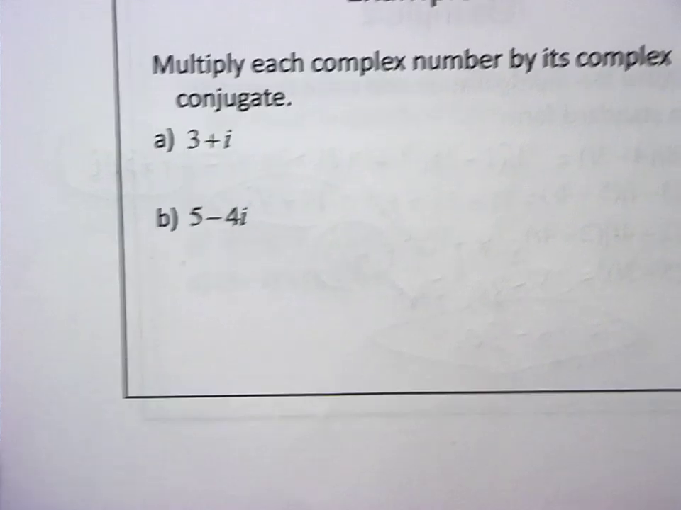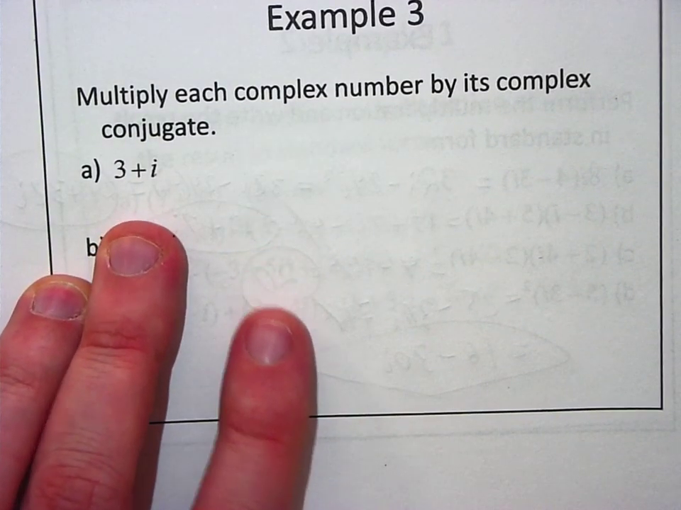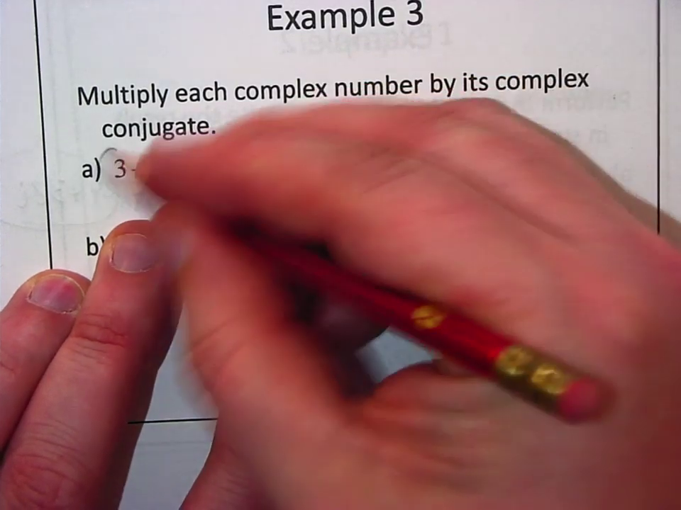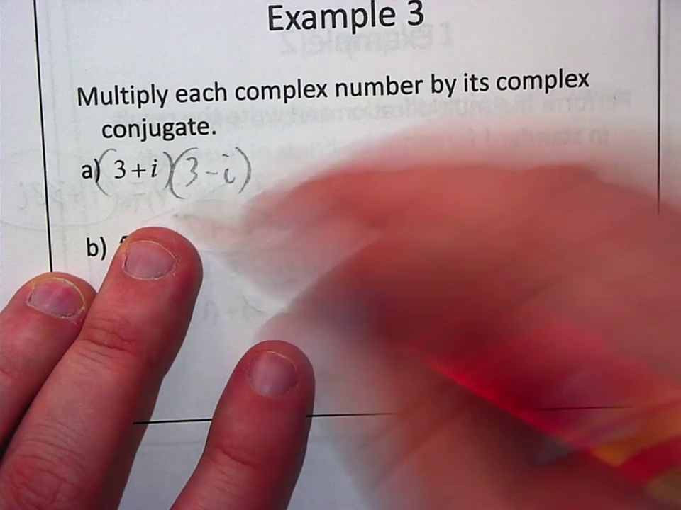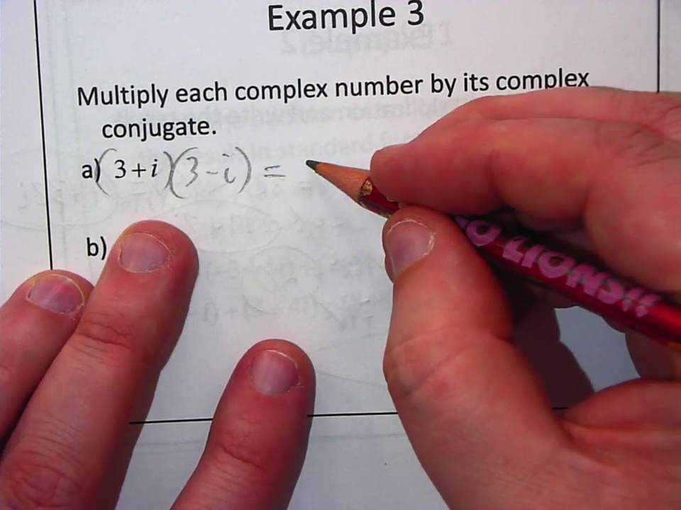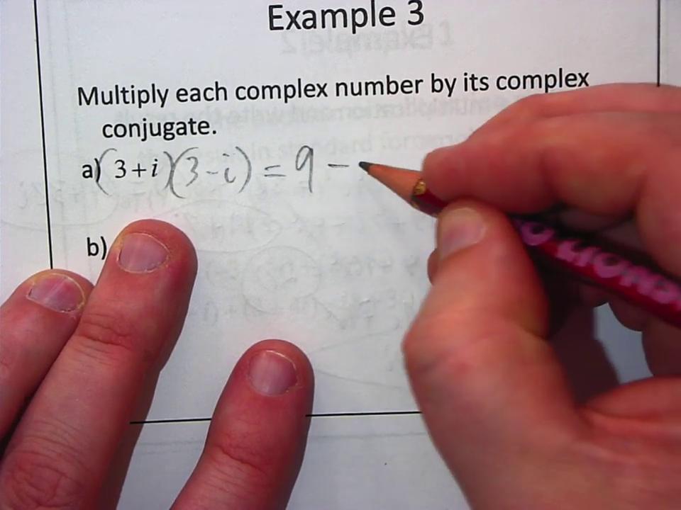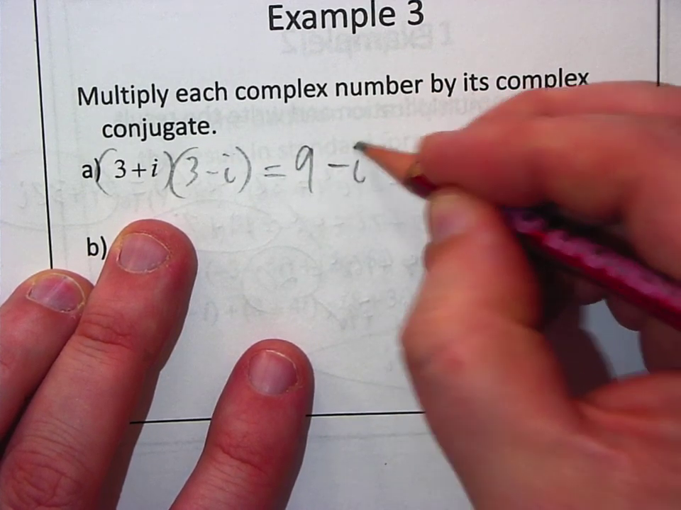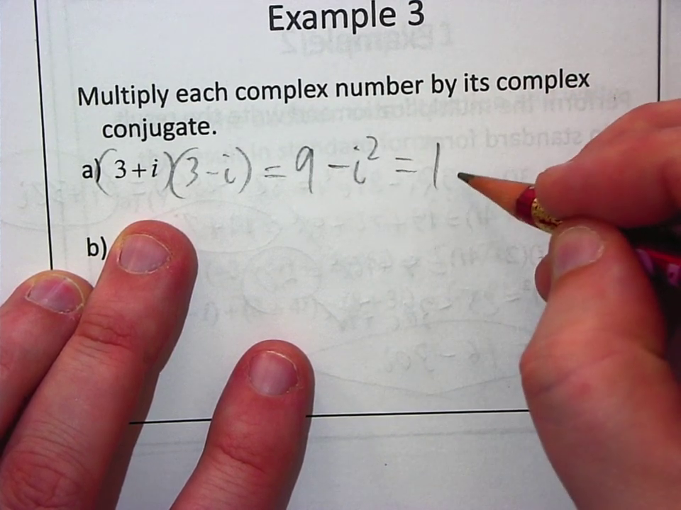Conjugates, we already dealt with one of them. If I want to multiply this number by its conjugate, what's its conjugate going to be? 3 minus i. So when I multiply those out, the O and the I part of FOIL won't happen. So what do I end up with? i squared, which will turn into 9 plus 1, or 10.